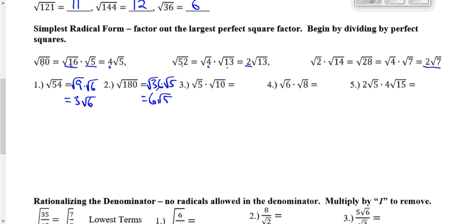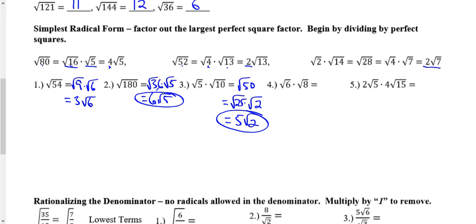All right, work on the rest of these here. What did we get for number 3? 5 times the square root of 2? How many got 5 times the square root of 2? All right, so we combine these first, right? So that became the square root of what? Square root of 50, and then we broke that into the biggest perfect square factor of 50, which is what? 25 times 2, which equals 5 square roots of 2. Okay? Circle these answers here.